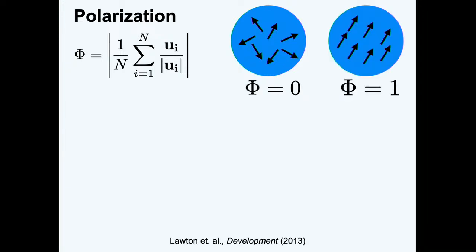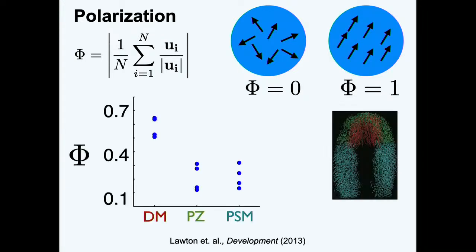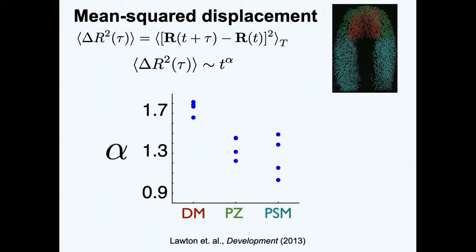And this one we calculated for the problem which we are studying, and we found how this polarization drops as the cells move from one region to the other. But I'm not going into those details. Again, the mean square displacement, which I have already discussed.